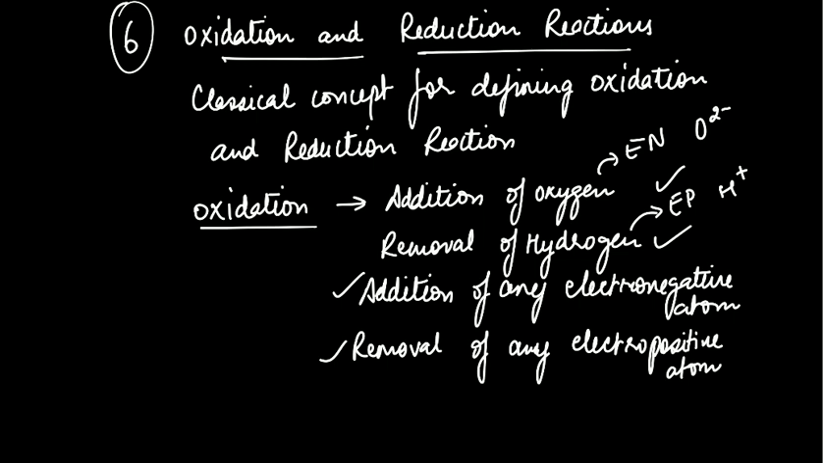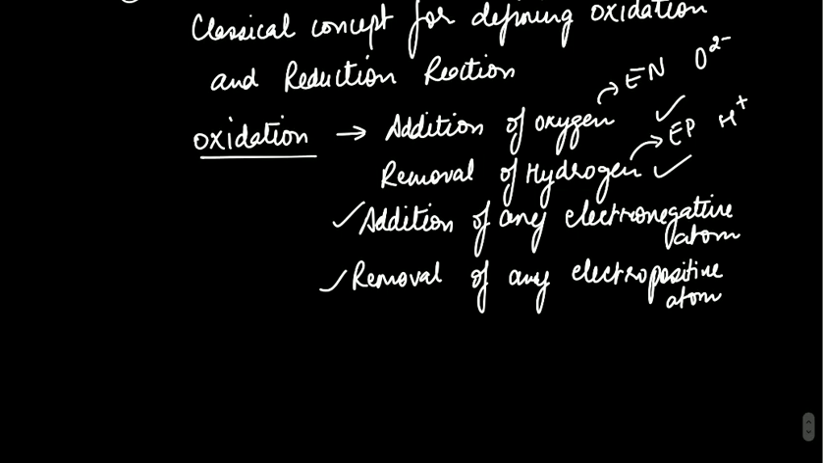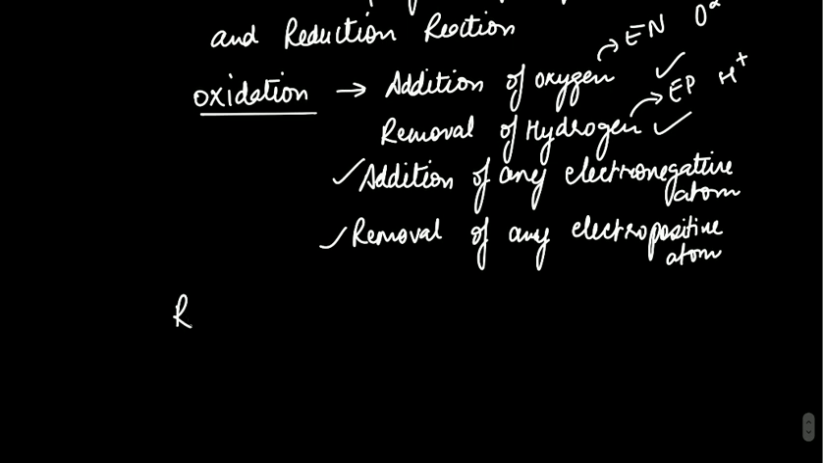Because in most of the chemical reactions, we are not going to get oxygen and hydrogen all the time. We might get some other elements also. So in that case, how we are going to define where oxidation is happening, where reduction is happening. So coming to the reduction part, we'll take some examples in couple of minutes. So reduction is opposite of all these terms.